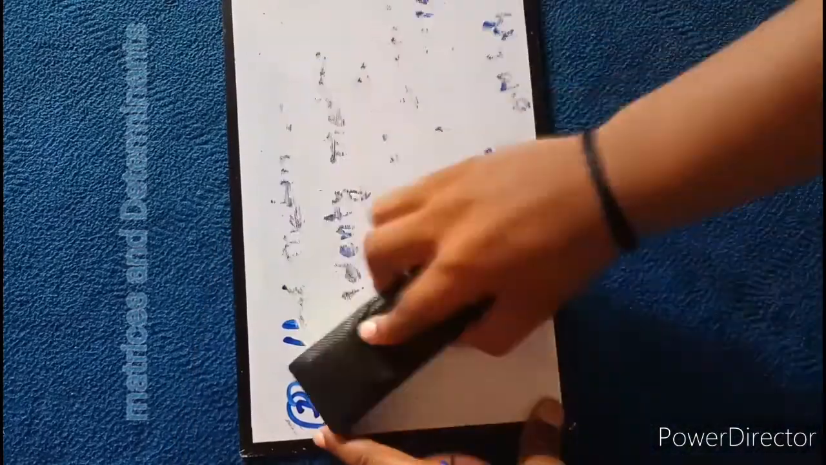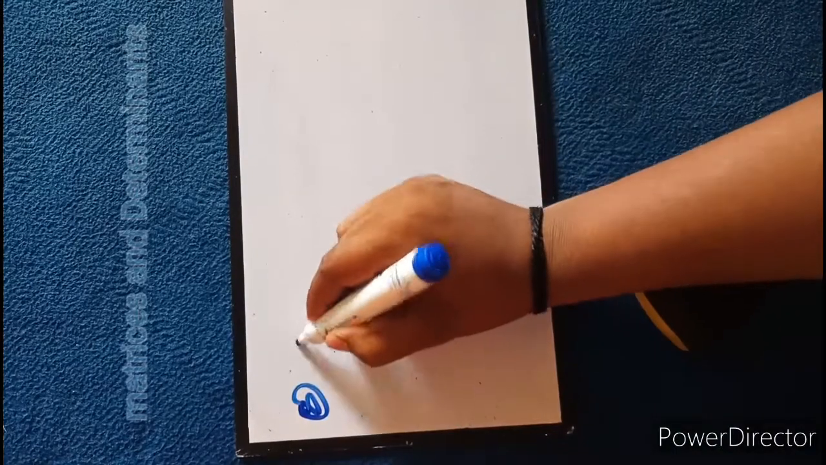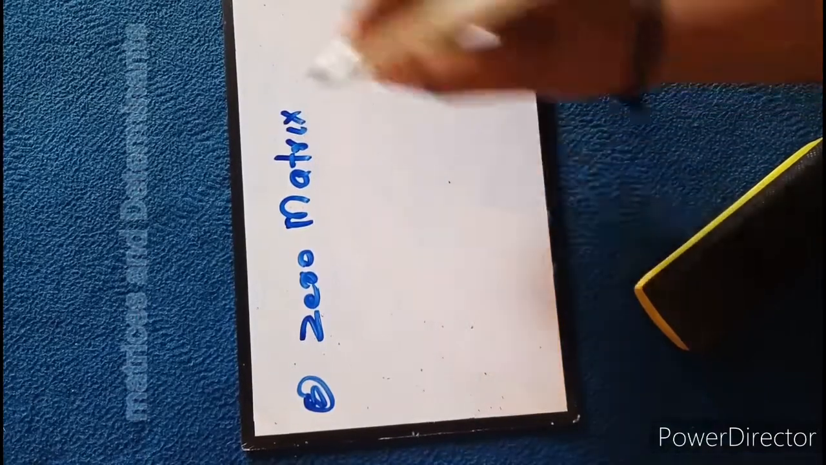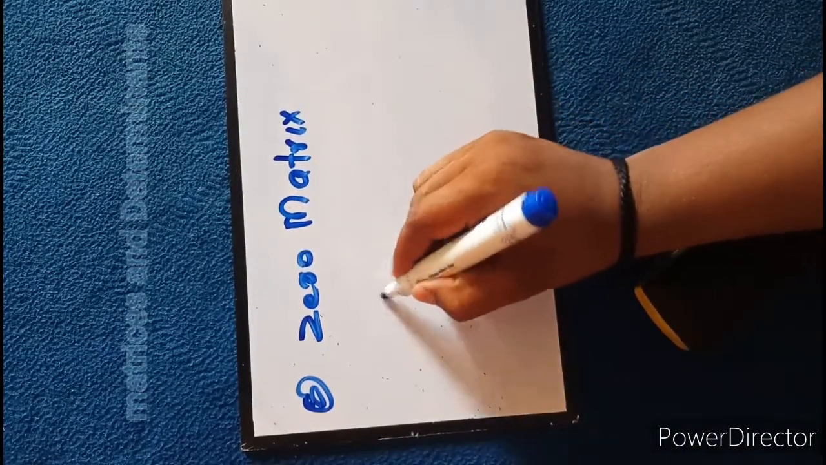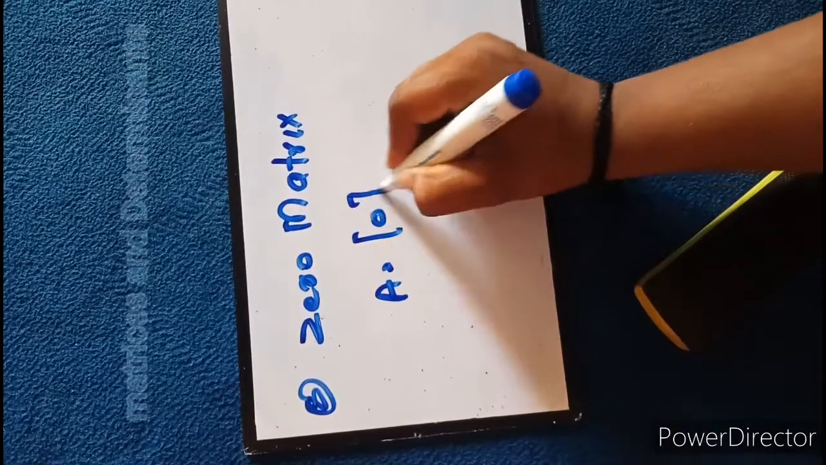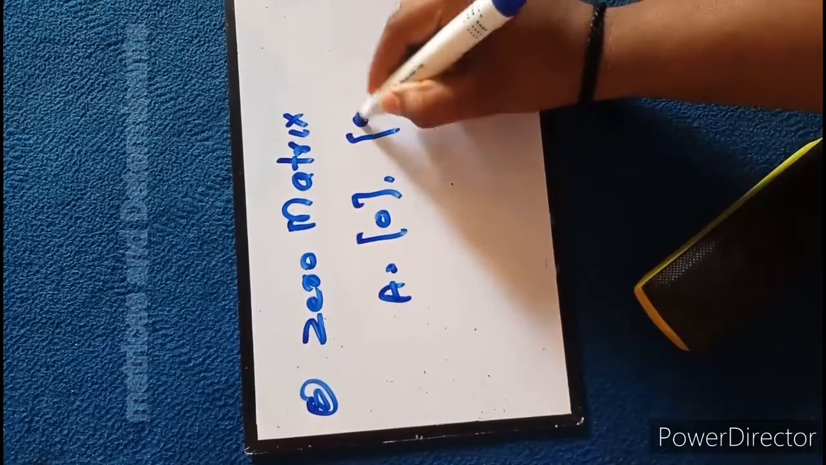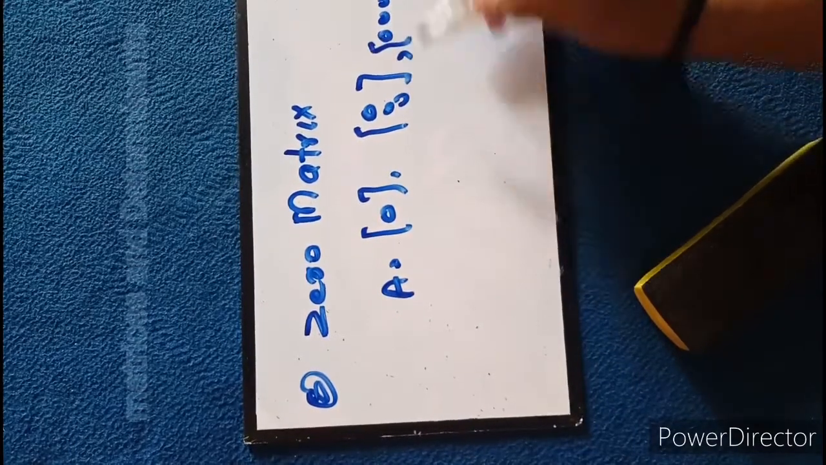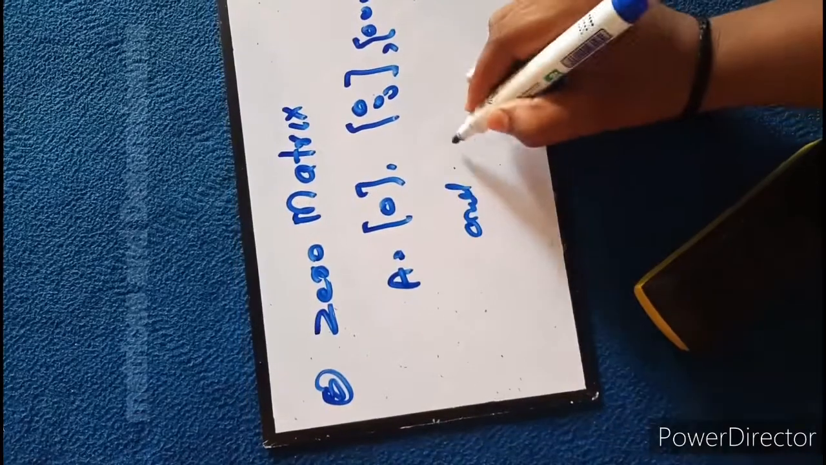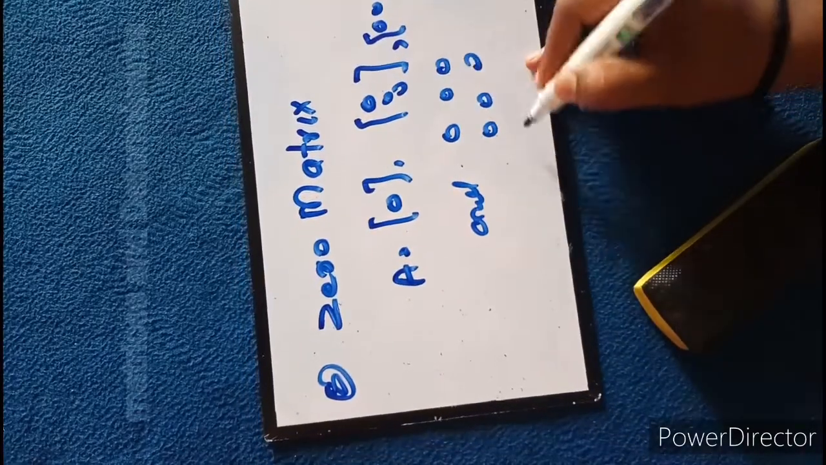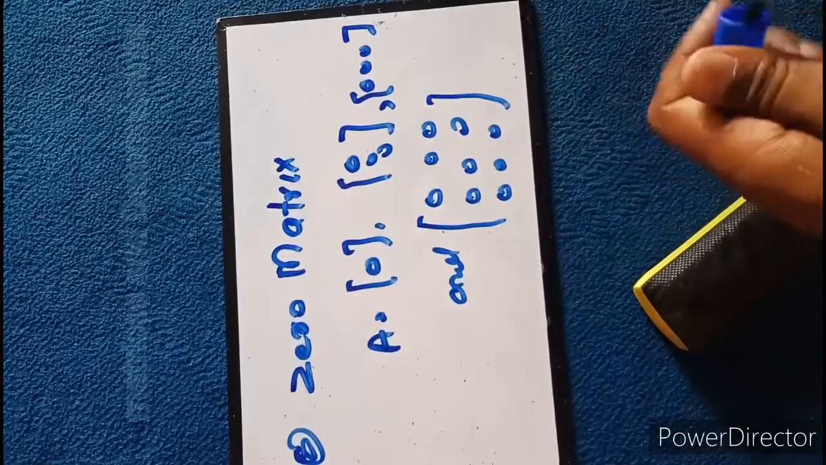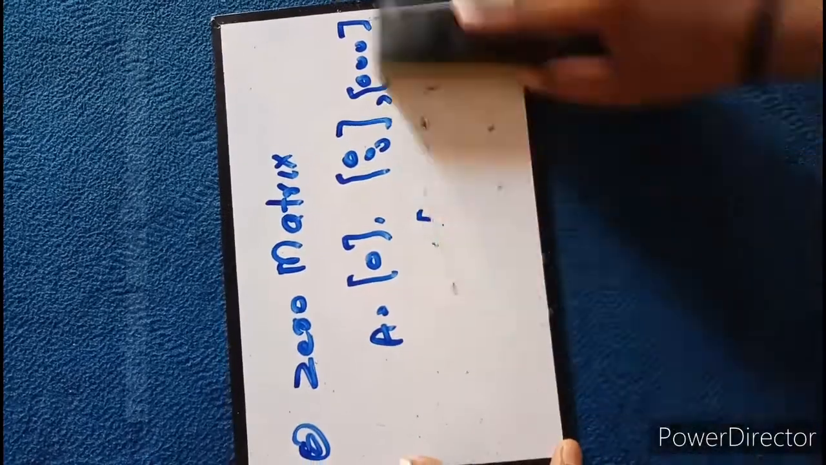Another matrix which is also included in the types of matrix is the eighth term, which is the zero matrix. So how can we write a zero matrix? A is a matrix, this is a zero matrix, this is a column zero matrix, this is a row zero matrix, and also we can write 0 0 0, 0 0 0, 0 0 0. This is a zero matrix or null matrix. Hopefully you will understand about different types of matrix.